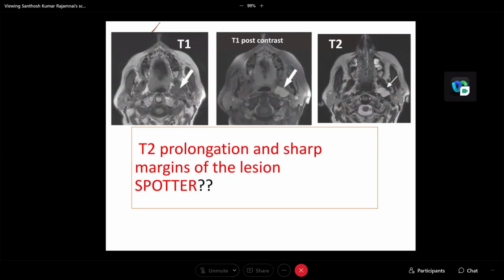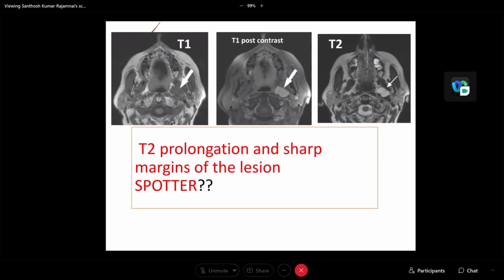Okay. So this is one more swelling we are talking about. This is more of a spotter. You can see that the swelling is not very bright on T1. On T2, it is very bright and there is a very sharp margin. And if you look at it very closely, it is very well encapsulated and it is found in the parapharyngeal region. So it's up for a spotter. The diagnosis is, I'll tell you, it is a pleomorphic adenoma.